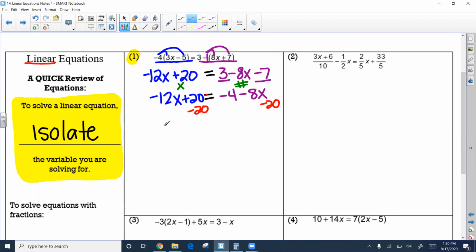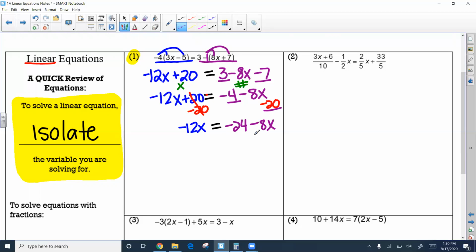So always do the same operation to both sides. So on the left, the +20 and the -20 add up to 0. So I don't have to write that anymore. So all that's left on that side right now is -12x. I still got the equal sign. On the right side, pay attention to which ones are like terms. The -20 doesn't have an x, so it gets combined with the -4. So a -4 and a -20 gives us a -24. So we have -24 minus 8x.